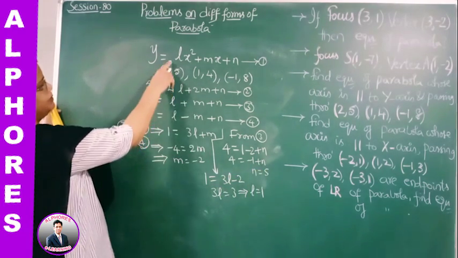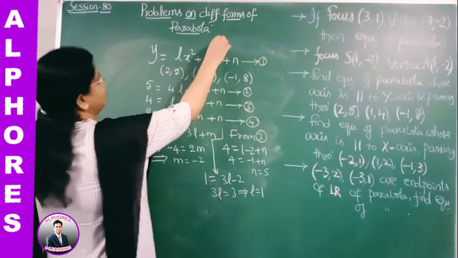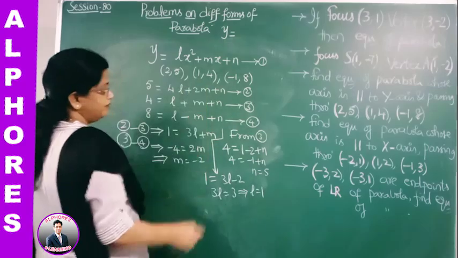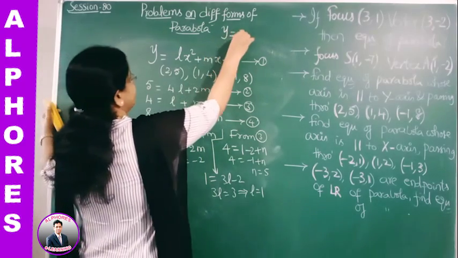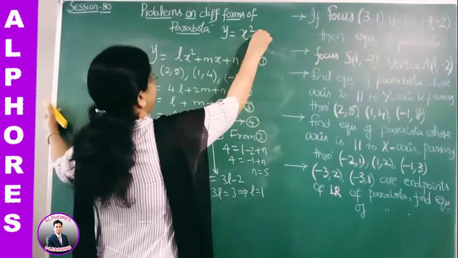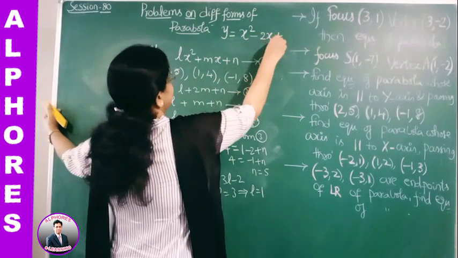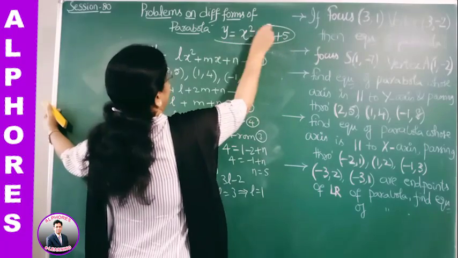Then if you substitute, the equation of parabola is y equal to Lx square, L is 1, so x square, and next m value minus 2, that is minus 2x, and next value n is how much here? 5. So this is our equation of parabola.